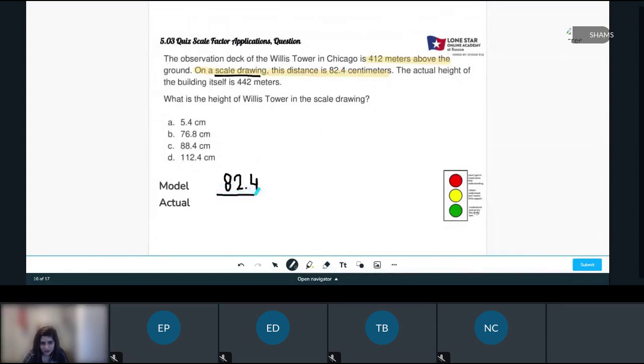When the actual building is going to be 412 meters. Let's see what else is given to us. The actual height of a building itself is 442 meters. So what is the height of the scale drawing? The scale drawing's height is missing, when the actual height is going to be 442. Students, go ahead, work it out, and tell me how much you get.